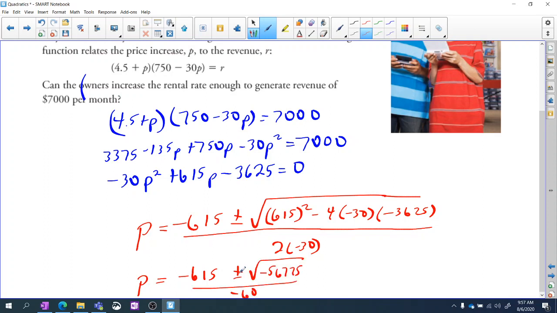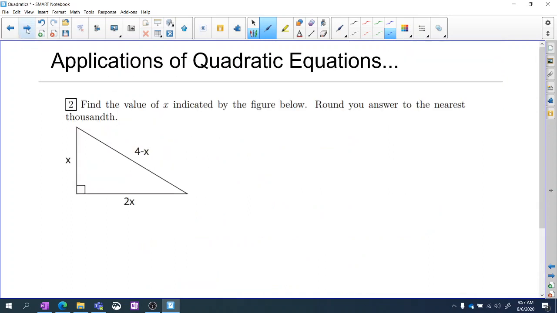After putting that on my calculator, this is what I came up with, which tells me this is not possible, meaning there are no solutions, because you got a negative underneath your square root sign. It would be impossible to somehow come up with $7,000 per month under the conditions outlined in the question. And that's me being able to interpret what happened here and say, okay, I understand. That means this is impossible. Oh, we're going to skip those for now.